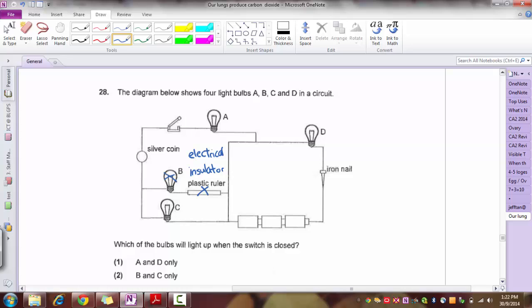Now let's look at silver and iron. They are electrical conductors, so electricity can pass through. Once I close this switch, electricity will start to flow out. It will go up, go through the switch, come down through this, and back again. Because there's a junction here, it will actually split up and join back in again. So what will light up? A will light up, D will light up, and C will light up. So that's why your answer is 3.